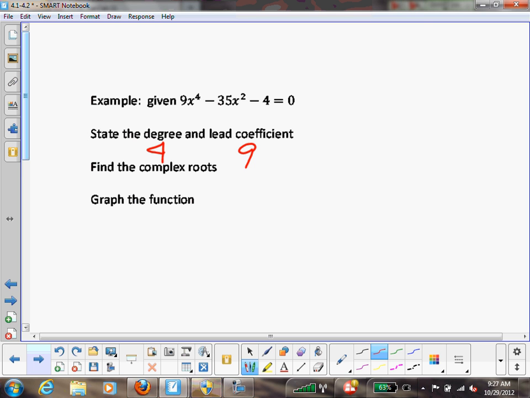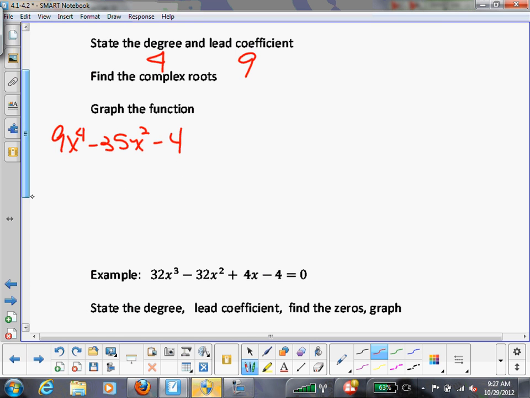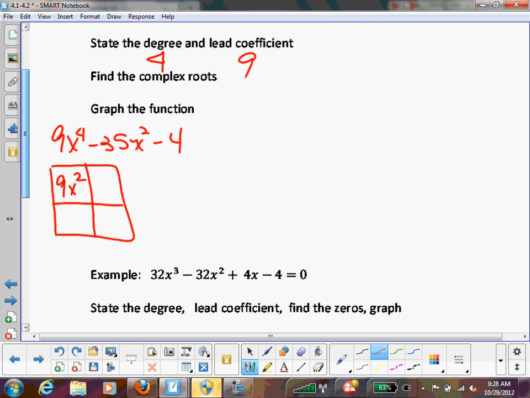That's why I kept giving you factoring problems earlier this year, because you can't forget how to factor. Here's a reason. So how do I factor 9x to the 4th minus 35x squared minus 4? Well, if you want to use the box method, fine. You just are going to put a 9x squared and a -4. So we need the product to be -36 and the sum -35.